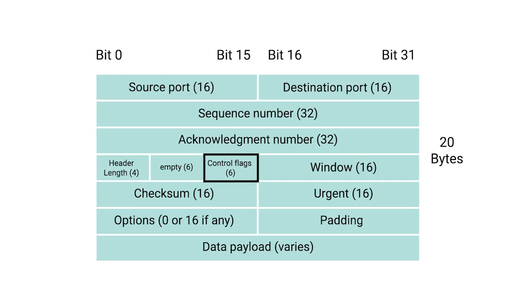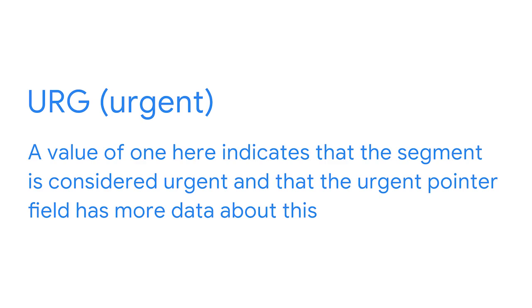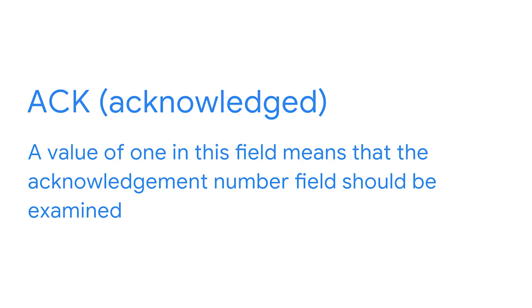The first flag is known as URG. This is short for urgent. A value of 1 here indicates that the segment is considered urgent and that the urgent pointer field has more data about this. This feature of TCP has never really had widespread adoption and isn't normally seen. The second flag is ACK, short for acknowledged. A value of 1 in this field means that the acknowledgement number field should be examined.